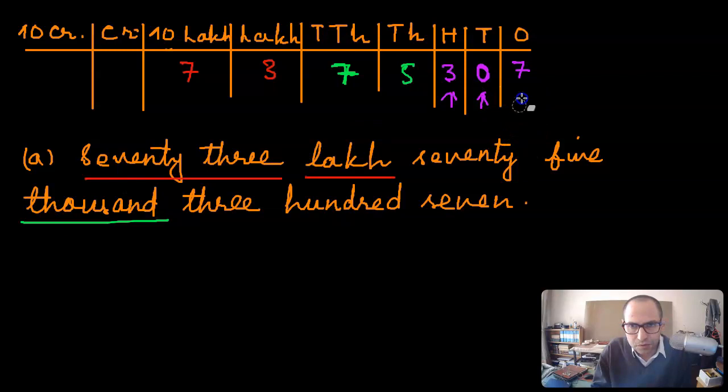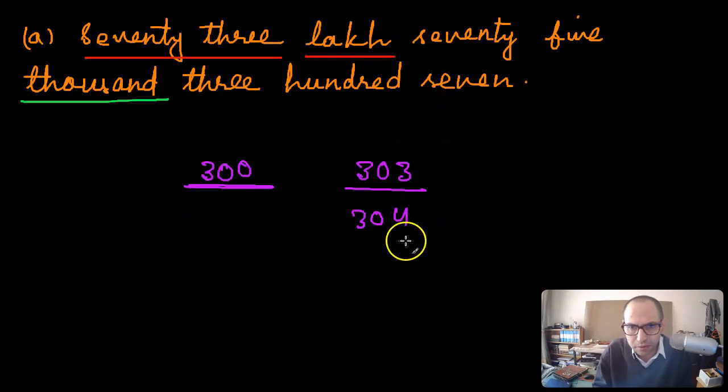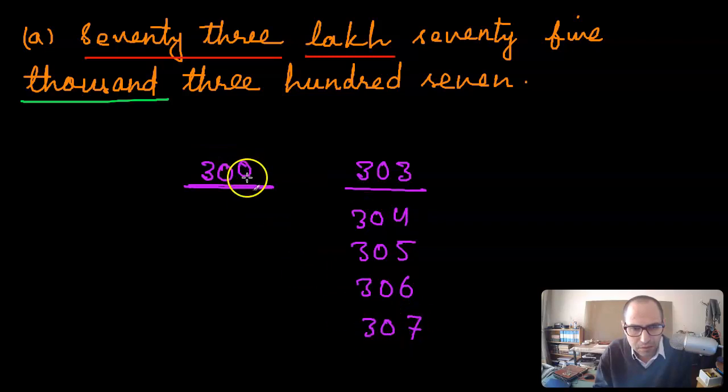And, of course, a better explanation for this part would be, for example, let's say that you have the number over here, which is 300, right? Then after 300, if you count, you would have 301, 302, 303, 304, 305, 306, and 307.